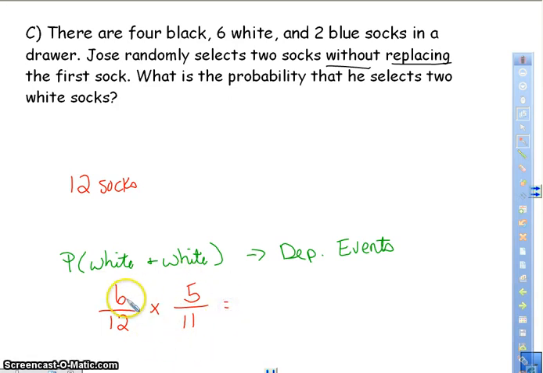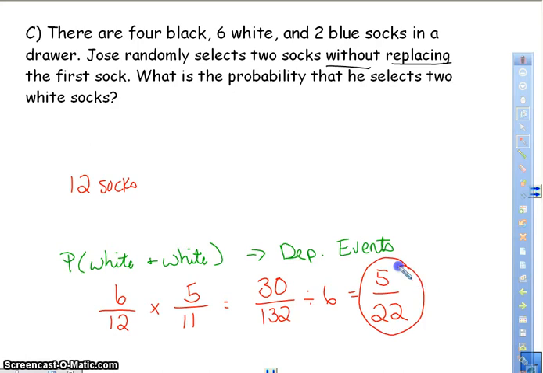So I'm going to multiply across. 6 times 5 is 30. 12 times 11 is 132. And I'm going to simplify here. And I can reduce by 6 actually. 30 divided by 6 is 5. 132 divided by 6 is 22. Okay, and once again, if you wanted to simplify this to 1/2 to begin with, that would be fine as well, and you would still get 5 out of 22. So the probability that he selects 2 white socks would be 5 out of 22 tries.